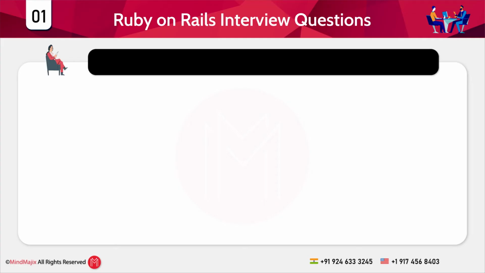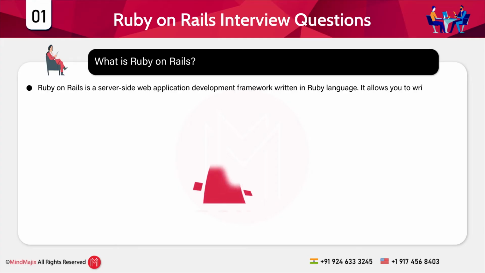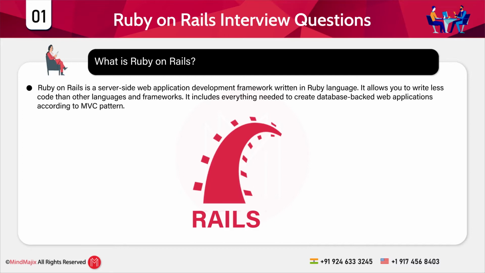The first question is, what is Ruby on Rails? So we know that Ruby on Rails is a server-side web application development framework, and the Ruby on Rails framework is written in the Ruby language only. It allows you to write less code as compared to other languages and frameworks, and it includes everything that is needed to create database-backed web applications using the MVC pattern. So Ruby on Rails is a web application development framework.